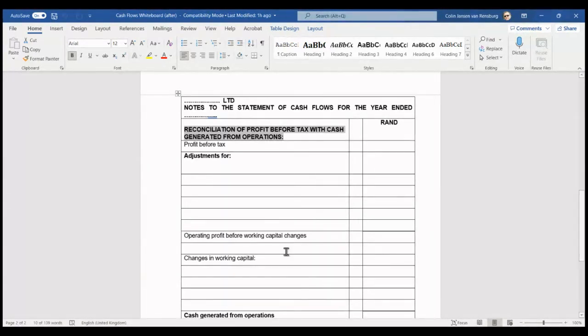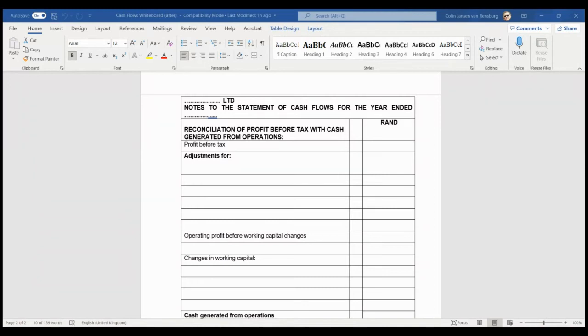Now, ladies and gentlemen, again, a few little tricky questions. They're not that tricky, but who knows? Let's see. Profit before tax, because we've got to start with that. They say it's a reconciliation of profit before tax with cash generated from operations.